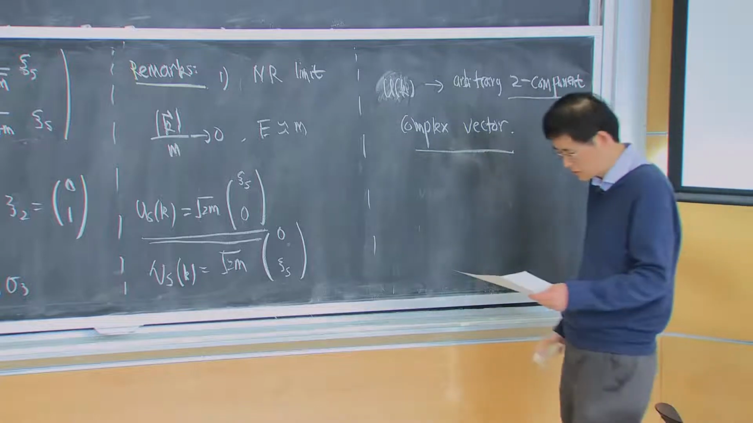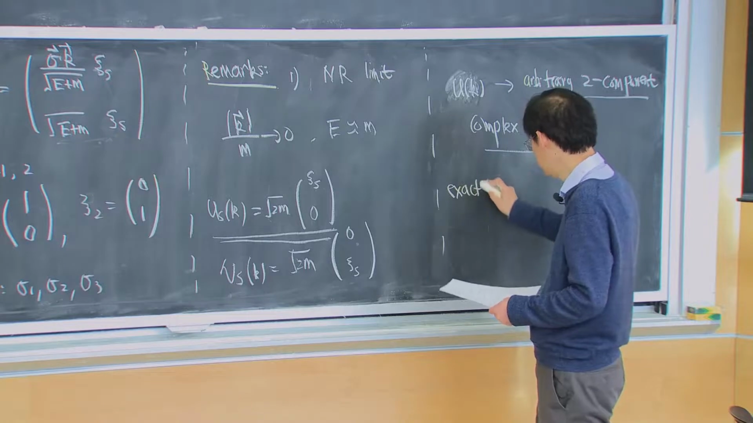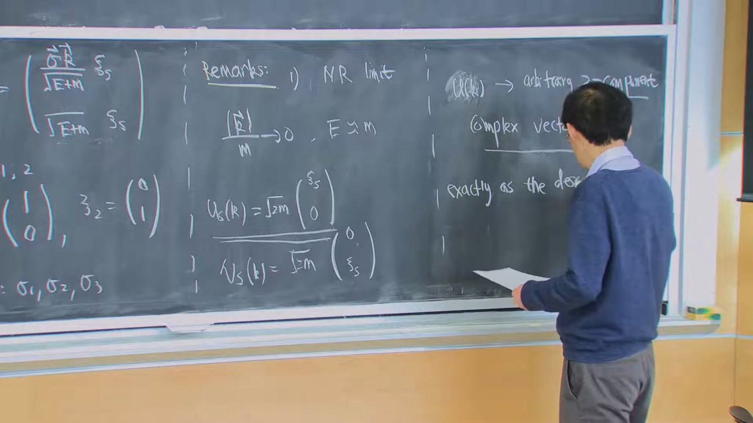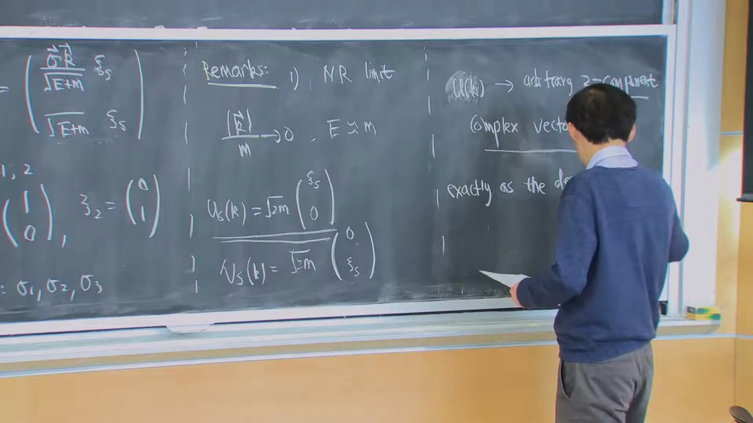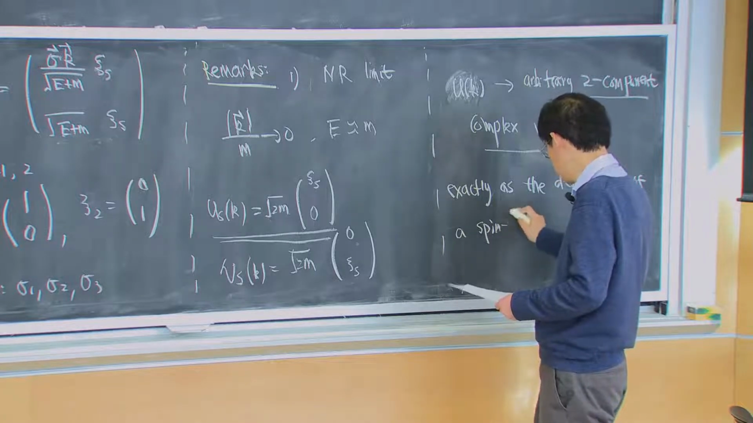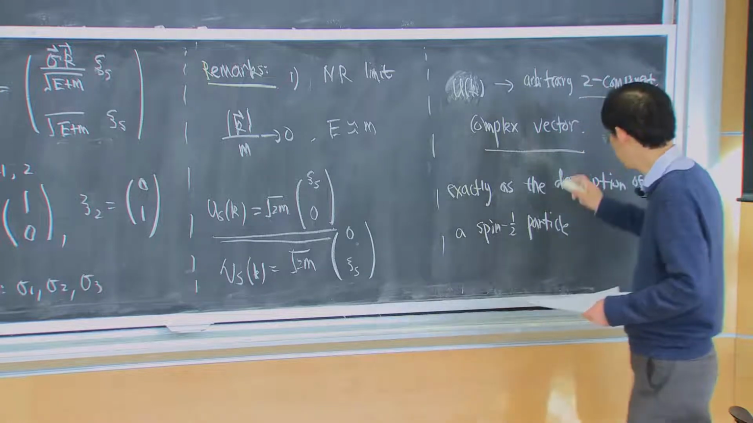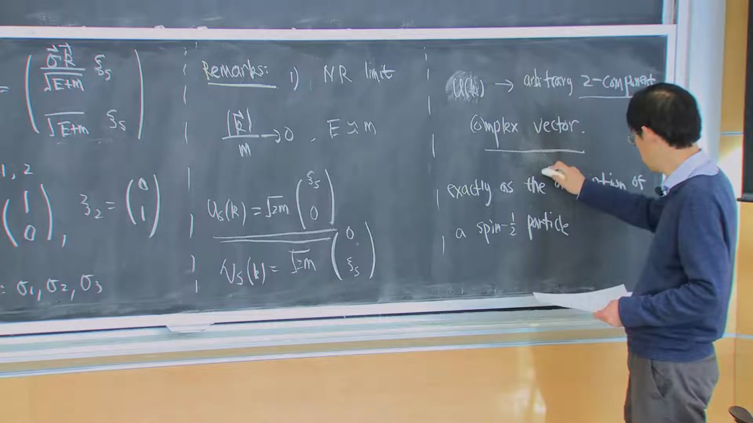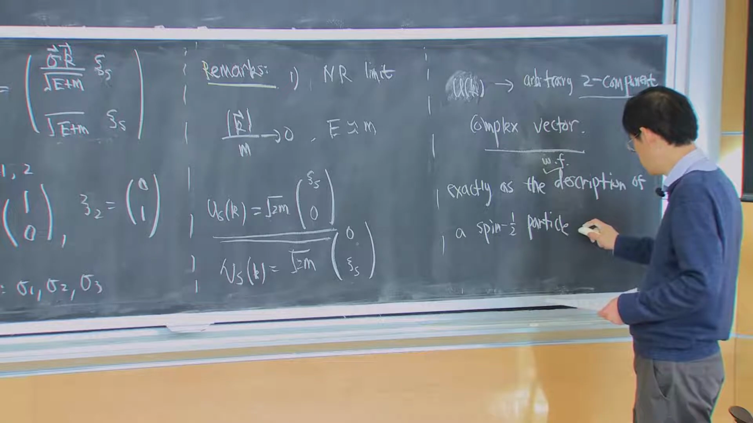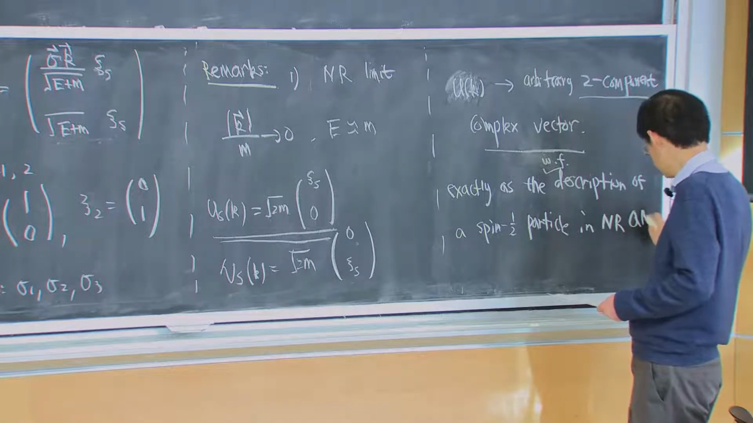So this is exactly the description of a spin half particle. Here you should understand it as the wave function description of the spin half particle in non-relativistic quantum mechanics.